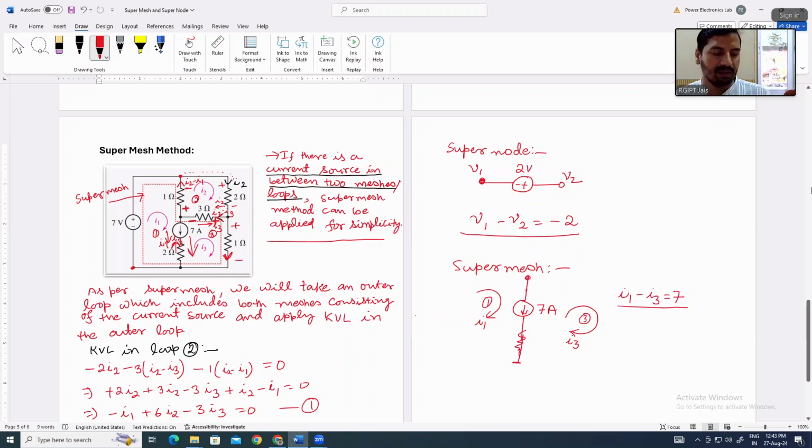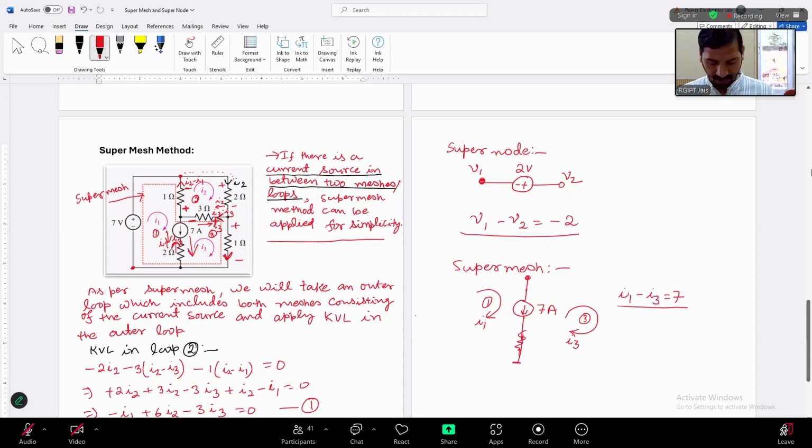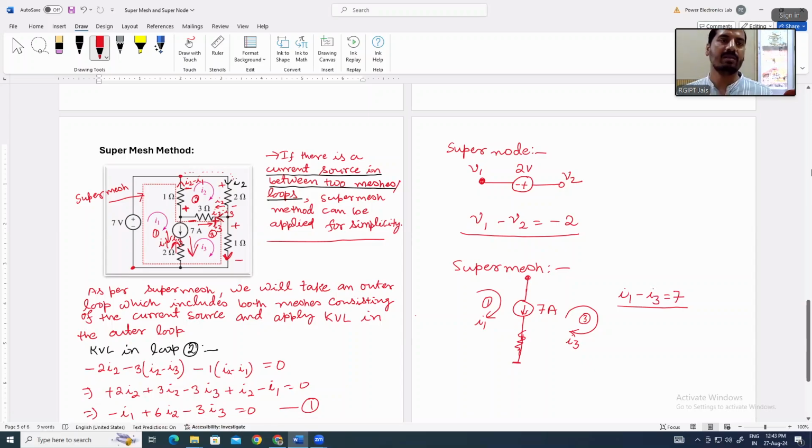So now we can easily solve some circuits based on super mesh and super node. Okay. And that will simplify the circuit solving technique. Okay, you can easily get your answers with a very minimum number of equations. Okay.